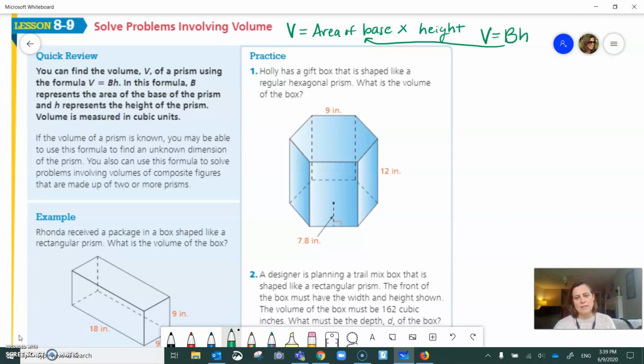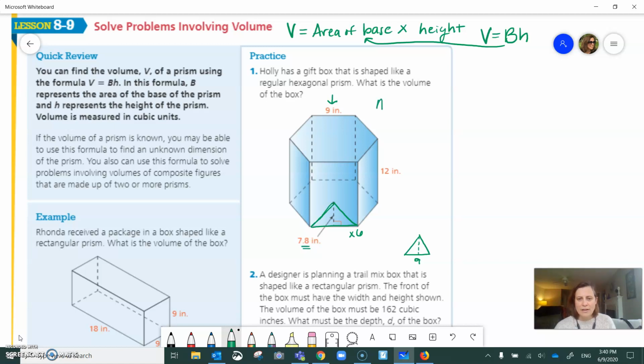In this case, the base is shaped like a hexagon, which is 6 sides. A hexagon, if we had tangrams, we could use the little triangle pieces, and if you put 6 of these little triangle pieces together, you'd have the shape of the base, which is a hexagon. And that triangle, the length of it is 9 inches, and we know that because it says so right here. And then the height of it is 7.8 inches, and we know that because it says it right here.